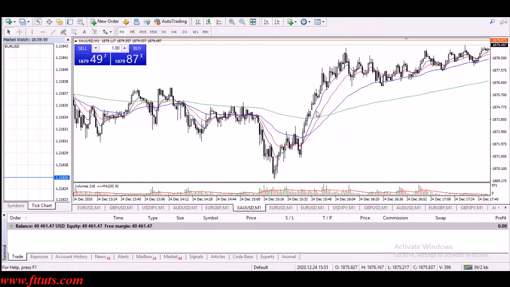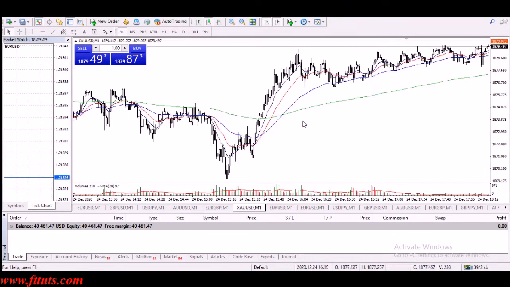EMAs are forming parallel lines. Everything is aligned. You can enter from there. You can start placing your buy order from here. Where do you place your stop loss? Below EMA 200. Where to quit? When the price reaches EMA 9, or EMA 20. Okay, so you can close on EMA 20. Perfect. But you can also close there.